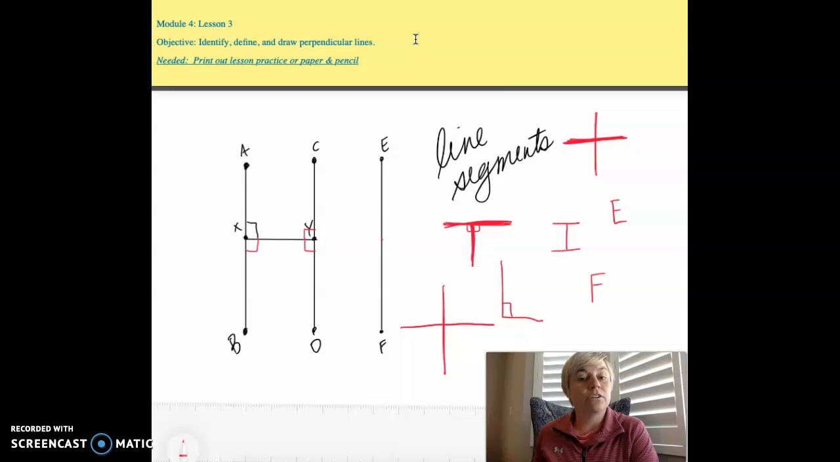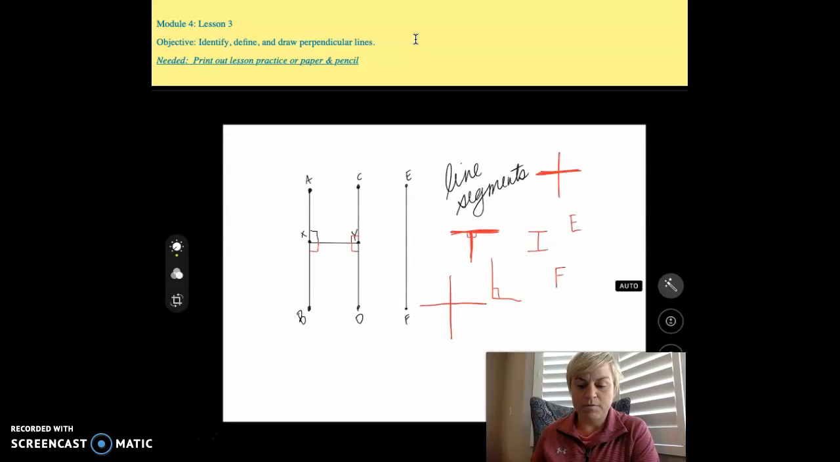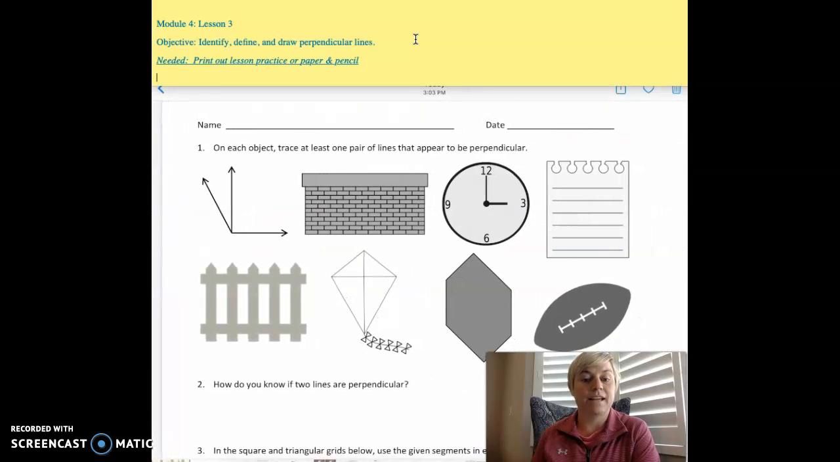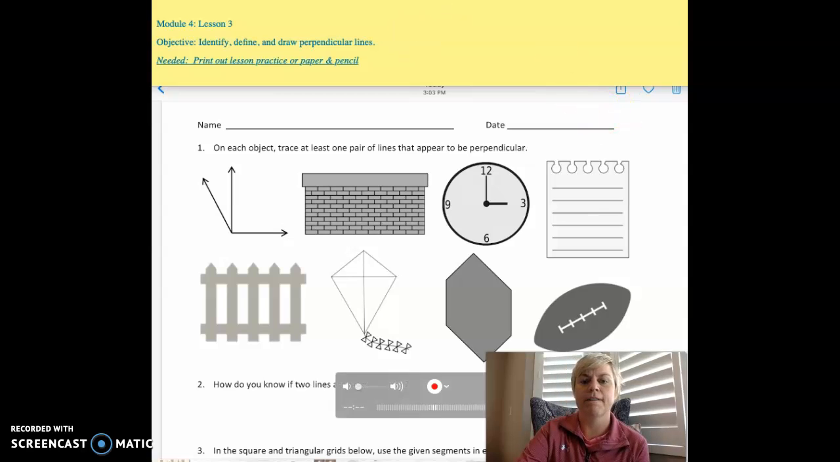So perpendicular lines are all over, and those are just a few examples. All right, let's move on to our problem set. I don't know why I say lesson practice. All right, our problem set. On each object, trace at least one pair of lines that appear to be perpendicular. So remember, perpendicular means they make a right angle.